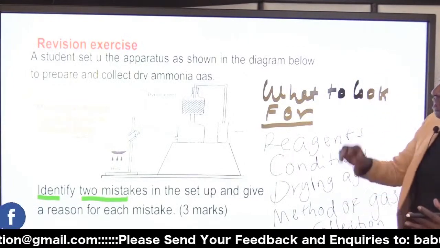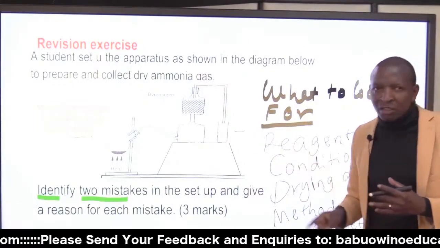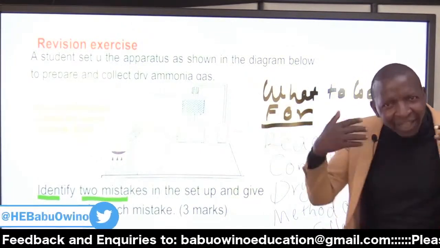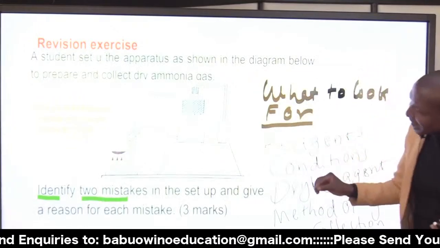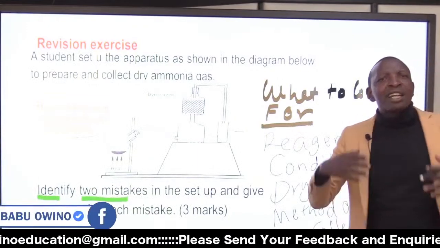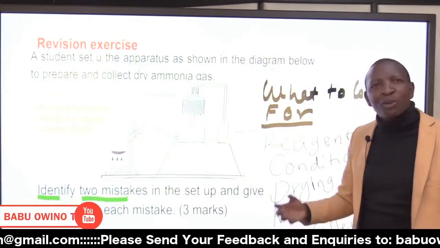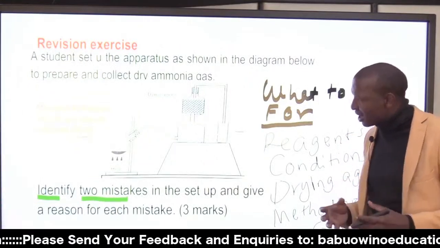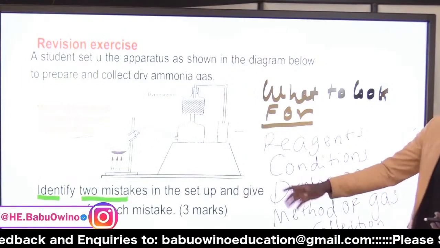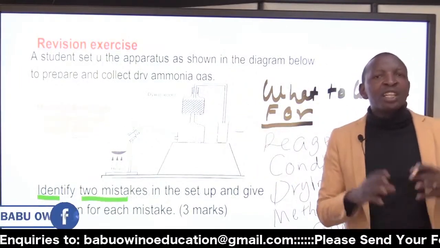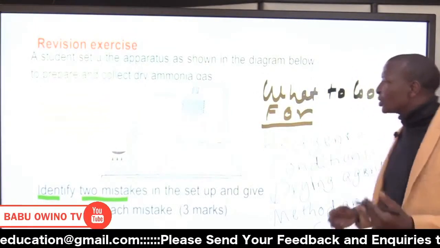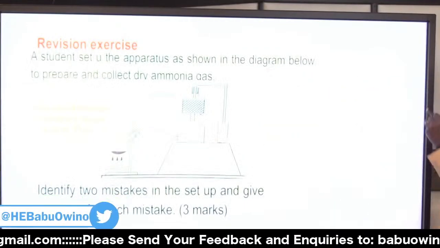Number two, wrong method of gas collection. Ammonia is less dense than air, period. So the mistake is wrong method of gas collection, rather collecting the gas by downward delivery is wrong because ammonia is less dense than air. That is how you give your answer. Number three, moist reagent should never be used because the ammonia gas will dissolve. So you see, those are the expectations that we expect from you.